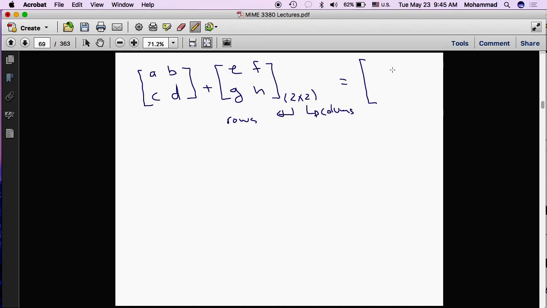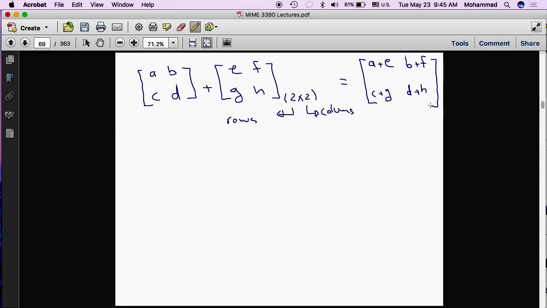So what is the row 1, column 1 element? It's A plus E, absolutely. Row 1, column 2 is going to be B plus F. Row 2, column 1 is C plus G. And row 2, column 2 is D plus H. Here you go. So that's addition of two equal dimension matrices.